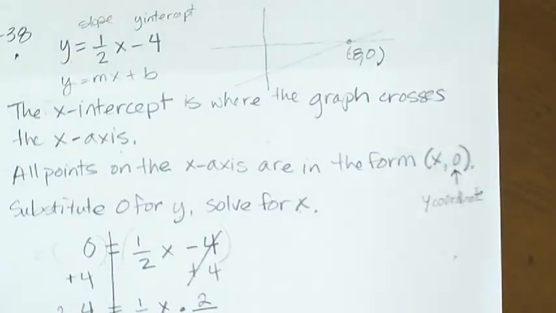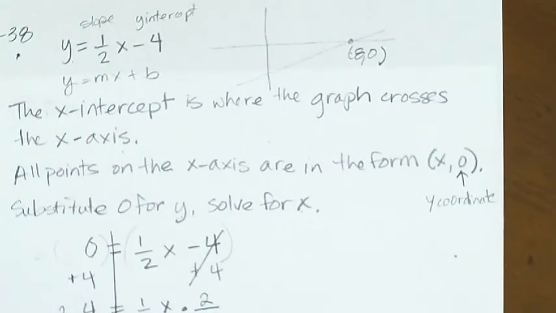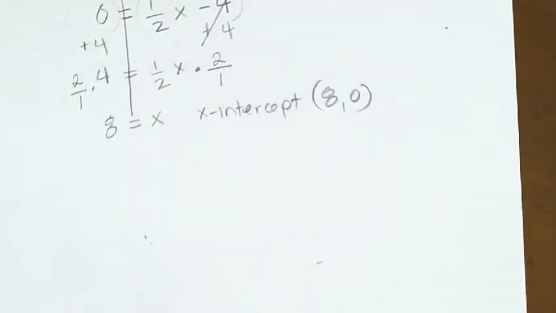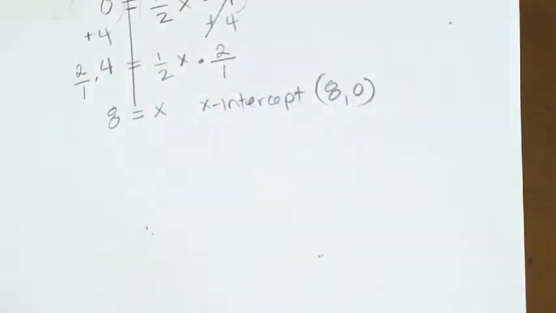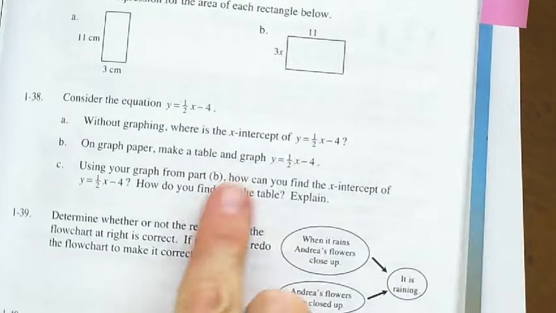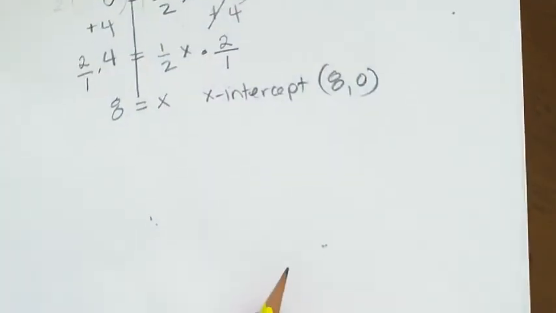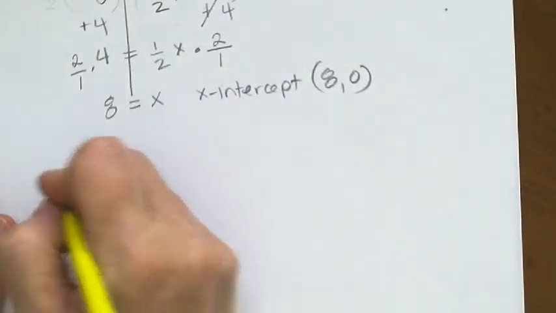So I'm kind of visualizing this before I put it on graph paper to think about how I'm going to fit it on the graph paper, if you're using a sticky especially. Okay, part B says on graph paper, make a table and graph y equals 1/2 x minus 4. So let's do a table. I'm going to help you out here.